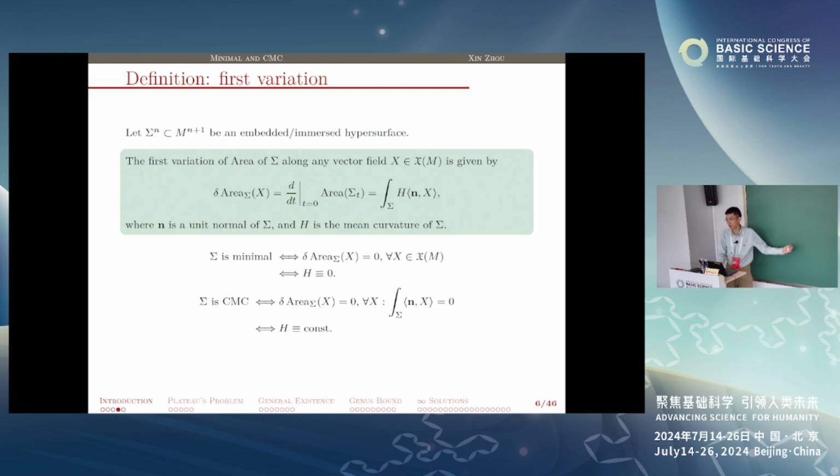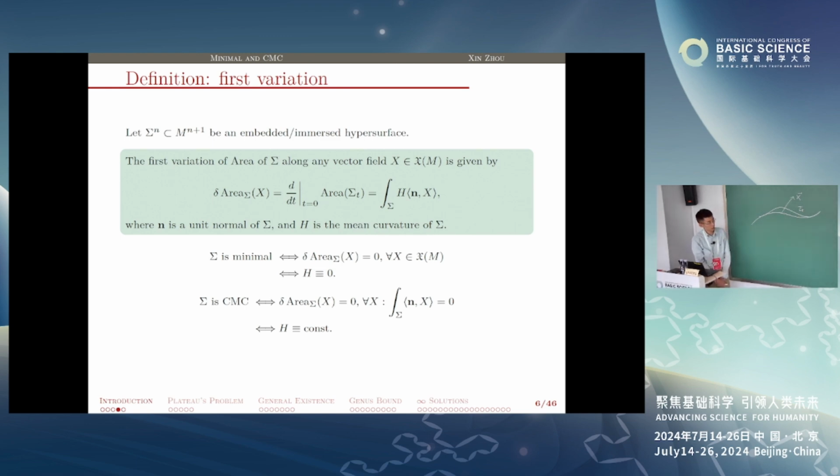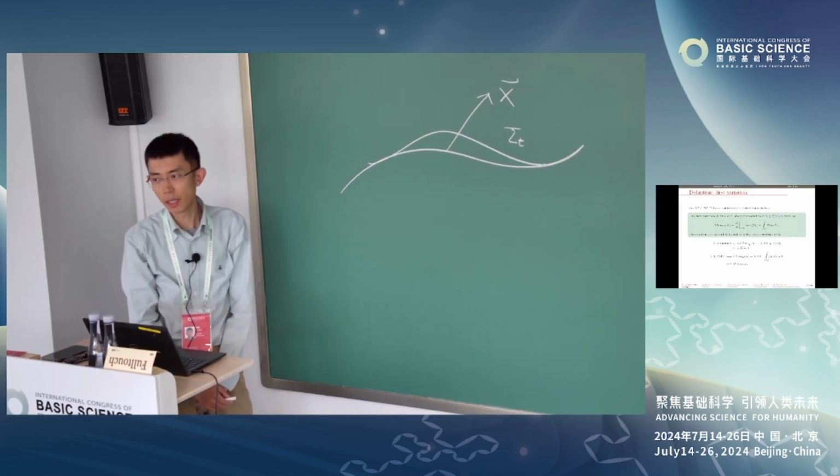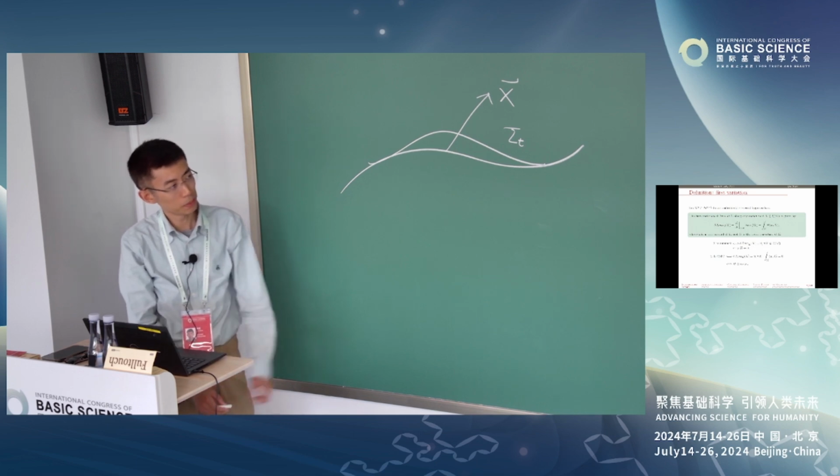Let me put in this basic definition using the first variation. This concept will appear again and again in the talk. We model the surface by a line, and we deform the surface by a certain vector field X. So we deform the surface to a one-parameter family of surfaces. If we take the first derivative of the area with respect to t, we know that it equals the integral of the mean curvature times the normal velocity of the vector field. In that regard, the mean curvature can be viewed as the L2 gradient of the area functional.